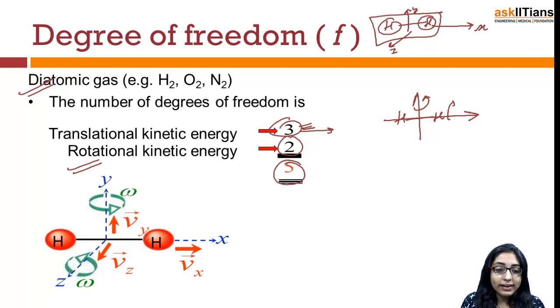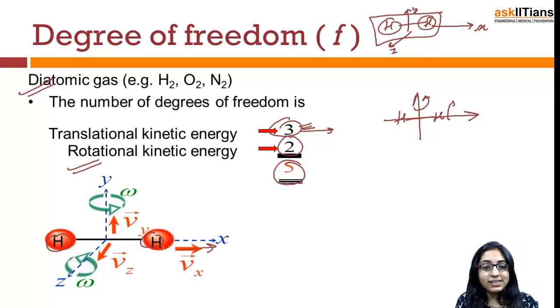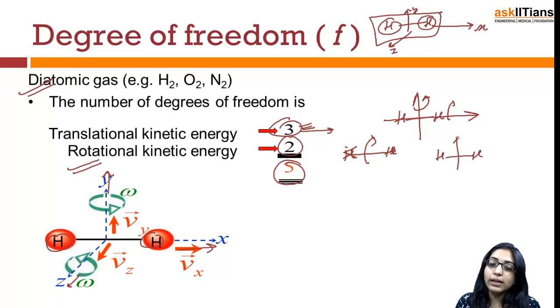Let us look into the diagram once again. For example, this hydrogen molecule as a whole can go in the x-axis, or it can move in the y-axis, or it can move in the z-axis. Moreover, as I told you, the rotation can be along this axis or along this axis. Since there are 2 different axes about which rotation can take place, the rotational degrees of freedom will be 2 in number.